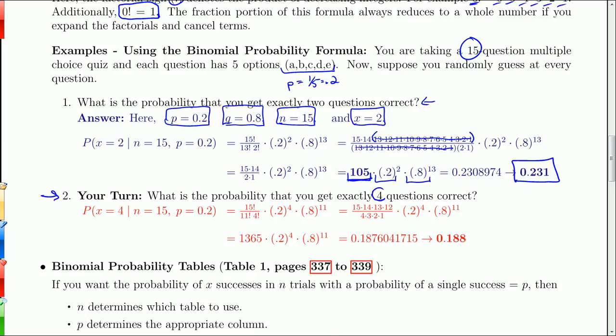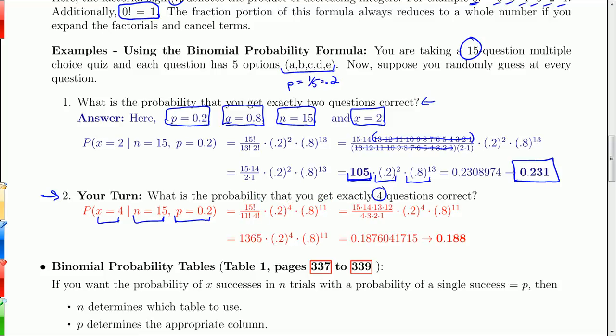So on the your turn problem, very similarly, now I'm asking, what is the probability that you get exactly 4 questions correct? So it's the probability that x equals 4, n is still 15. The probability of a single success is still 0.2. So there's the n factorial, n minus x factorial, and x factorial. 0.2 to the x, that's p to the x, q to the n minus x.